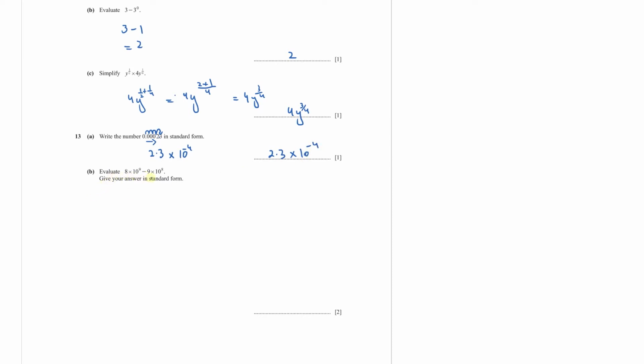Part B is evaluate this. To do the subtraction, I need to have the powers of 10 be the same. So I can change this 10 power 9 by moving the decimal for this 9 one place to the left. So this will be 8 into 10 power 9 minus 0.9. I moved the decimal one place to the left, so I will increase the power of 10 by 1. So 10 power 9. Now I can take 10 power 9 as common. So this will be 8 minus 0.9 into 10 power 9. 8 minus 0.9 will be 7.1 into 10 power 9. And this is already in standard form, so you can write it as it is.